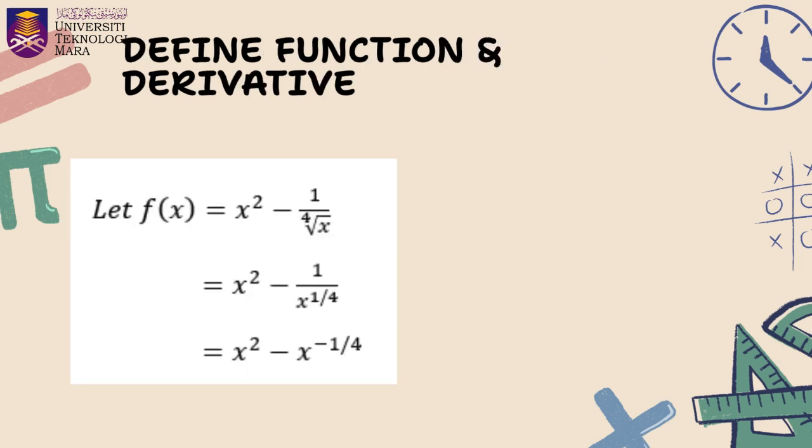So now we need to define the function and derivative, and to do that we need to take our values earlier and then substitute them into x. So let f(x) equal x squared minus 1 over the 4th root of x. Then we'll take the equivalence of the 4th root of x as x to the power of 1 over 4. To get the exponent form, we'll need to take the 1 over 4 and bring it to the top. Now we have the exponent form, which is x squared minus x to the power of negative 1 over 4.